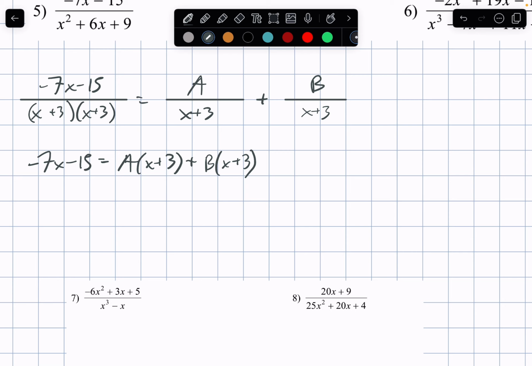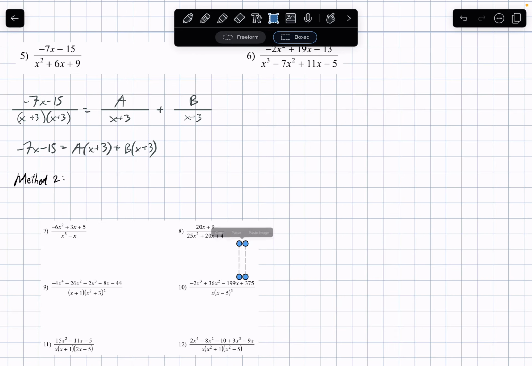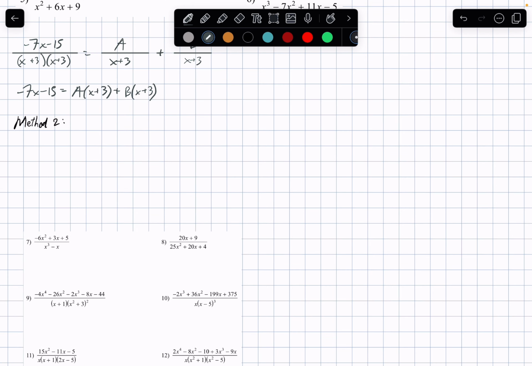If we use method 1, I don't think we would find anything. I don't think it would work. Let's try method 2. Because think about it. If you let x equal to negative 3, that would also go for the one here. So both a and b, the entire right part of the equation would be 0. So there's no point, right? You can't really find a or b anymore.